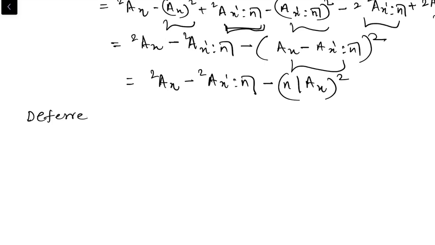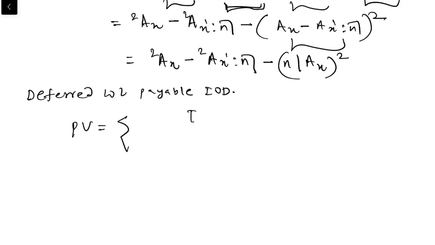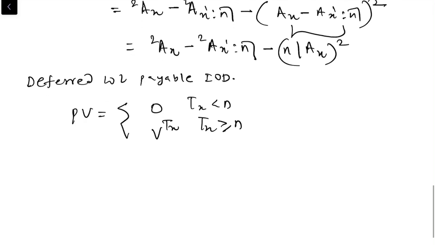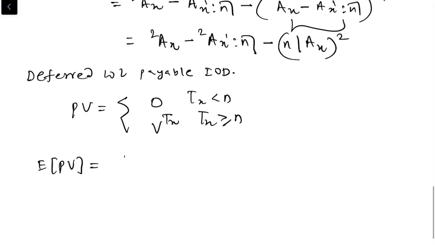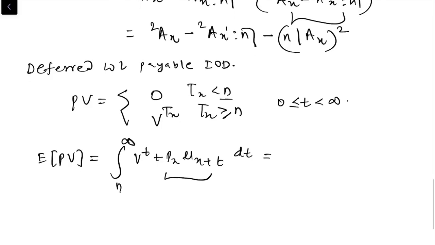Okay, so now let's look at payable immediately on death. So deferred whole life assurance payable immediately on death. So the present value of deferred will be when Tx is less than n, this is 0, and Tx is greater than or equal to n, this is v to the power Tx. So now we can write the expectation of the present value is, since less than n is 0, so we can start from n to infinity, because the range of t is from 0 to infinity, right? So this is v^t tPx mu x plus t, this is the PDF, and dt. We can integrate this, we'll get v^n nPx A-bar x plus n.